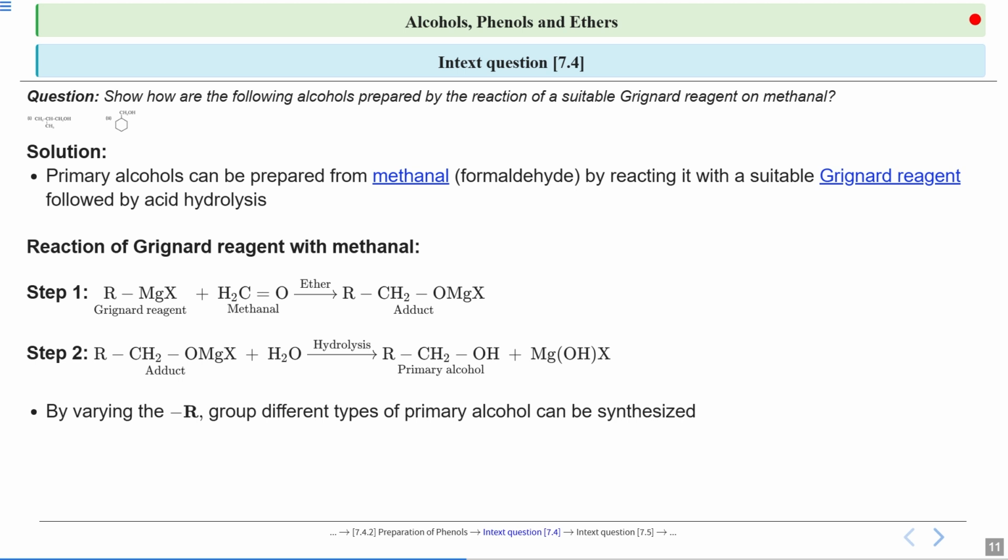Okay, so in the Grignard reagent, the R group is present. You can vary this R, like you can take it as ethyl, as propyl, as butyl, as isopropyl, in any way. And by varying the R group, you can get different types of primary alcohol by this reaction.